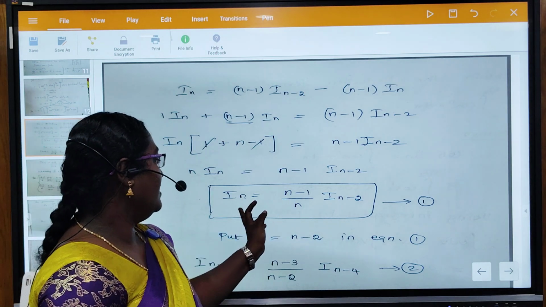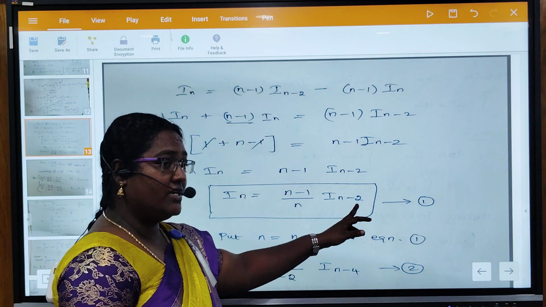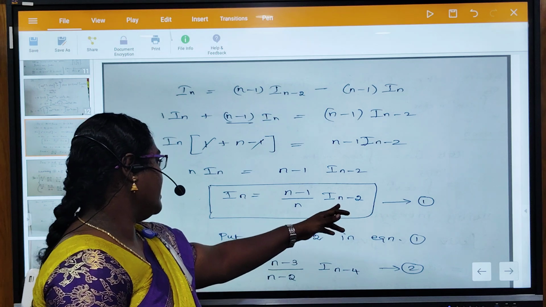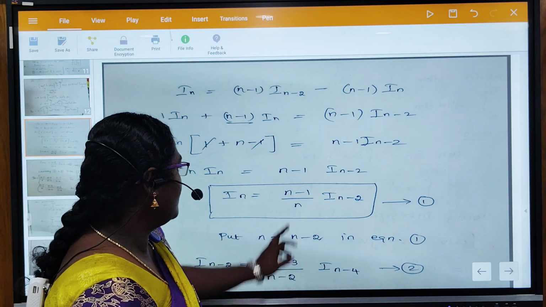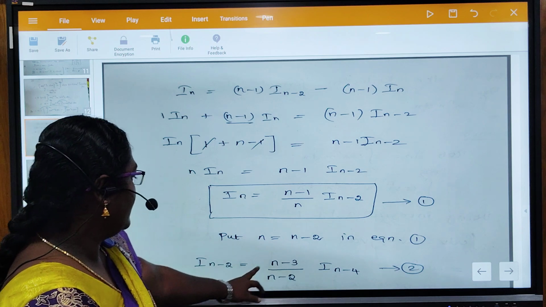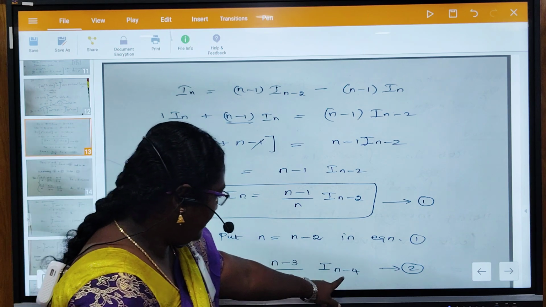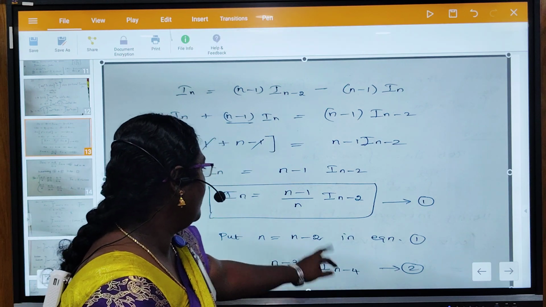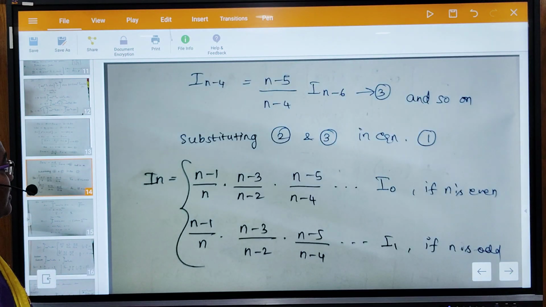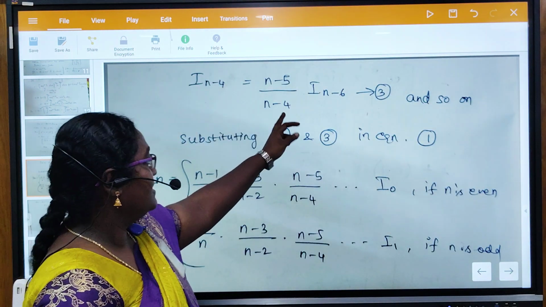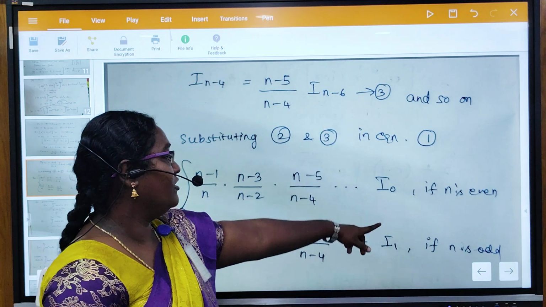So here we are having n and here it is n minus 2. N is reduced to n minus 2. We want to find, so put n is equal to n minus 2 in equation 1. We will be having this, n minus 3 by n minus 2. Further we are having n minus 4 here. So we want to put n is equal to n minus 4. So putting n is equal to n minus 4 in equation 1, we are having this. It keeps on reducing till I0 and I1.